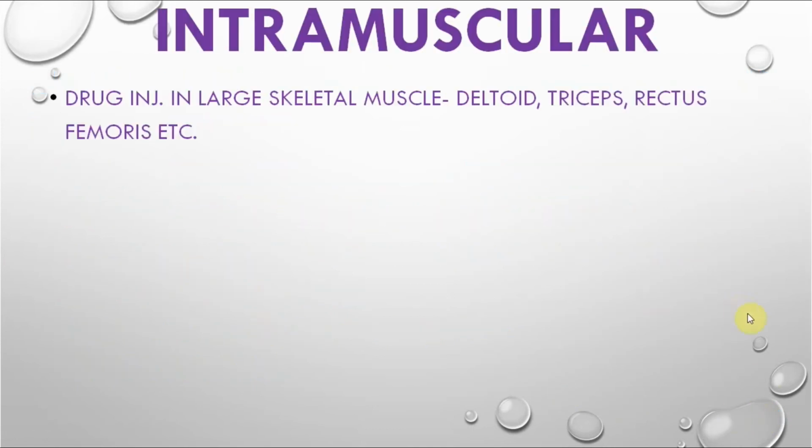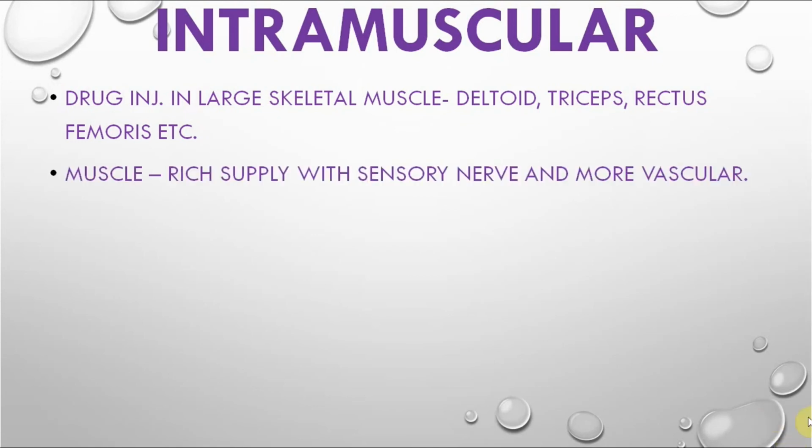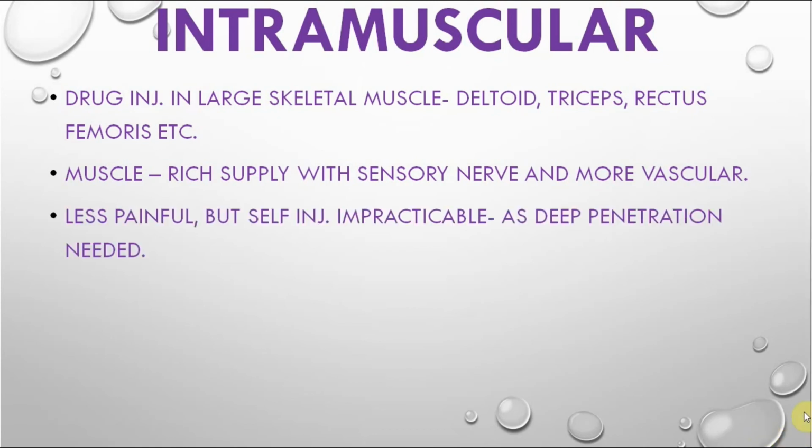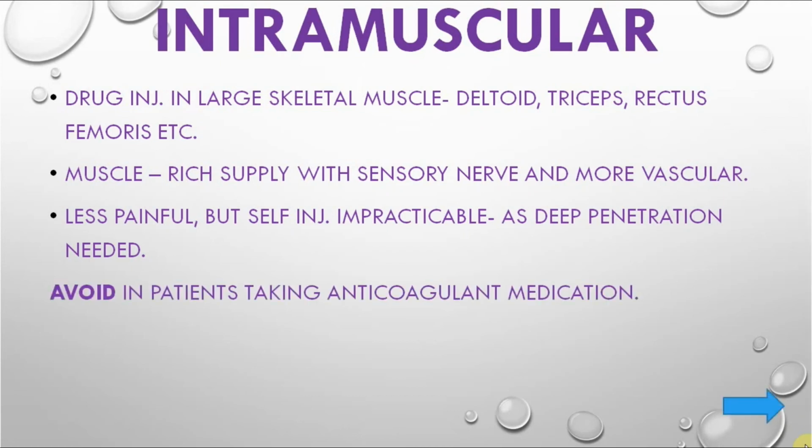Intramuscular. The drug is injected in large skeletal muscles such as deltoid, triceps, rectus femoris, etc. They are richly supplied with sensory nerves and more vascular, less painful, but self-injection is impractical as deep penetration is required. Avoided in patients on anticoagulants like heparin.